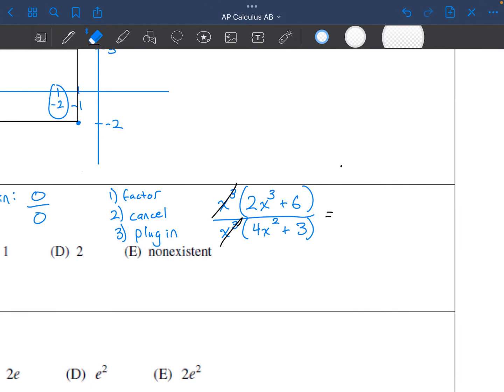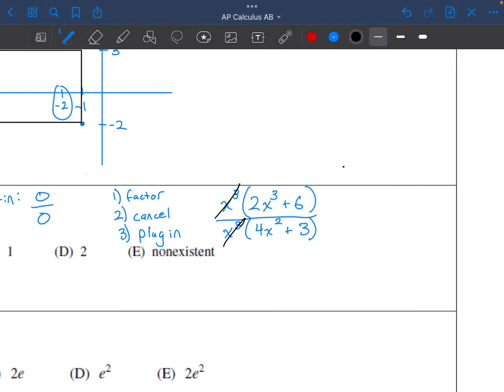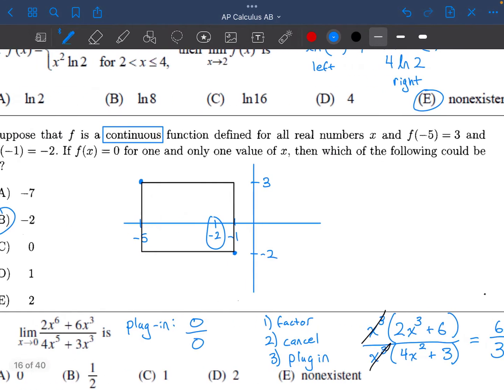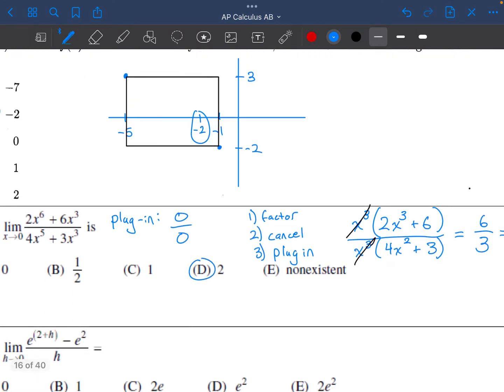I mean, I have to be careful. Mathematically, this is not technically correct because I should have a limit out in front of this to make this an equal sign. But I'm going to be lazy. I'm going to say, yeah, if I take the limit, I get 6 over 3, and that's equal to 2. The correct answer here is D, 2.